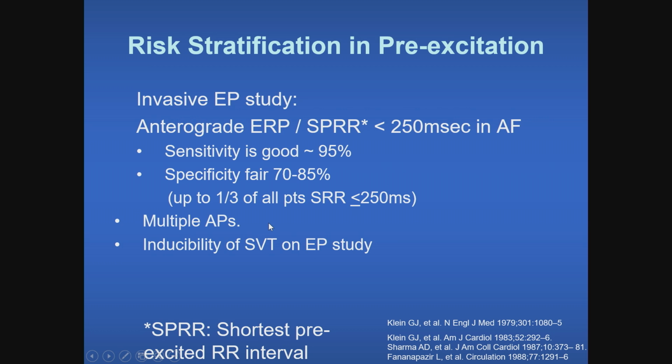So we want to do an invasive EP study, particularly for younger patients. We look for an antegrade effective refractory period or shortest pre-excited RR interval of less than 250 milliseconds. If you remember from that example I showed you, the shortest pre-excited RR interval was about 200 milliseconds in AF, so you know that that was a risky pathway. The sensitivity of this measure is good, but the specificity is only fair. Other risk factors are demonstrating, again, multiple accessory pathways, and then inducibility of SVT on EP study is also a risk factor.